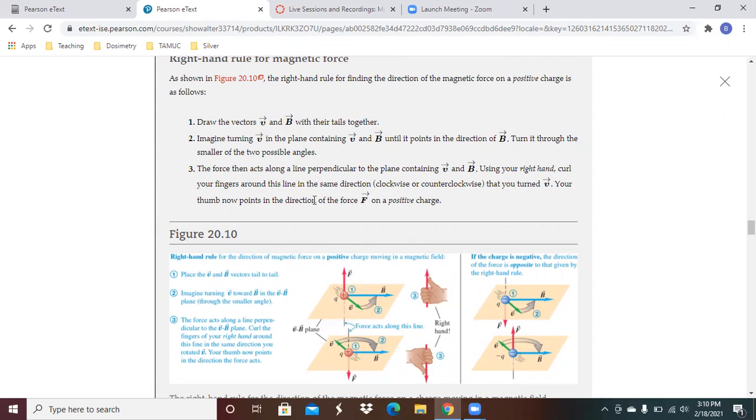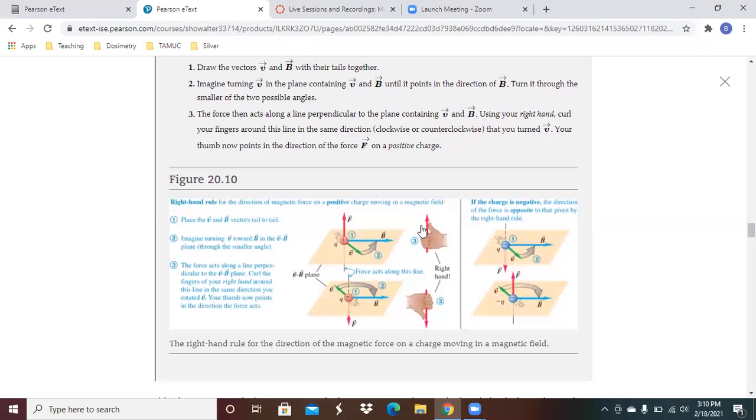The force then acts on the line perpendicular to the plane containing V and B. So using your right hand, curl your fingers around this line in the same direction. So in other words, this curls this way. If you take your right hand and curl it in that direction, this shows you which way the force is going to go.